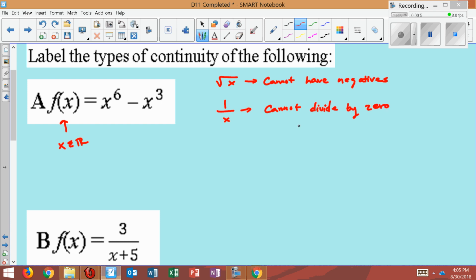Finally, one other type of break would be like piecewise. So piecewise functions could have a jump type discontinuity. So piecewise could have jump or removable, something like that. So piecewise, it's kind of just up in the air. You got to look at it to see what exactly is going on.